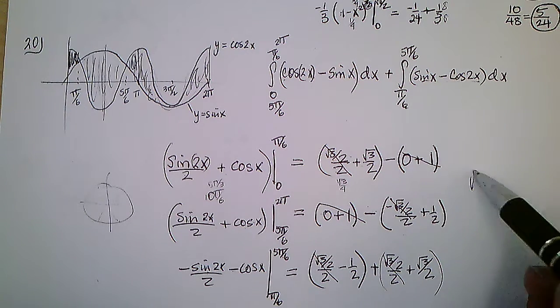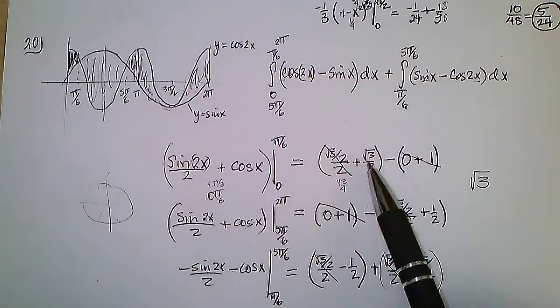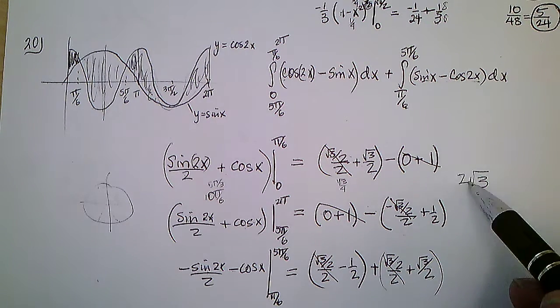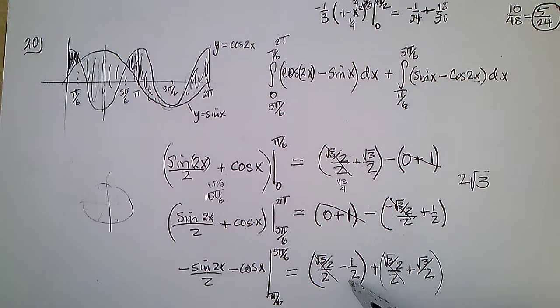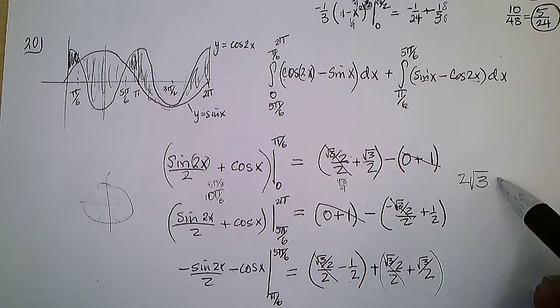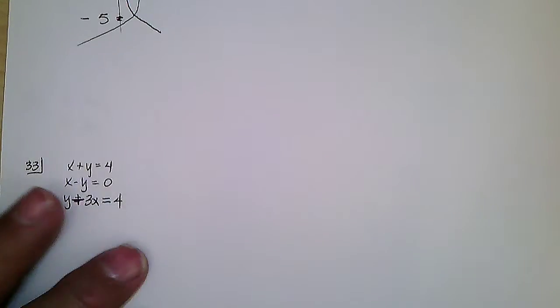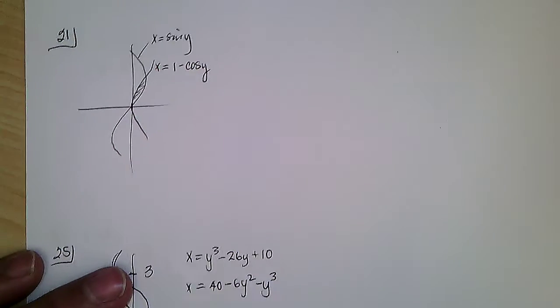And then we have the square root of 3 over 2 plus another square root of 3 over 2, so that's another square root of 3. And then we have minus a half and minus another half, minus 1. Okay, 21.